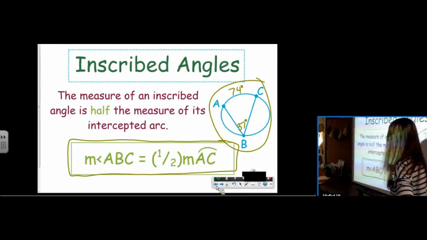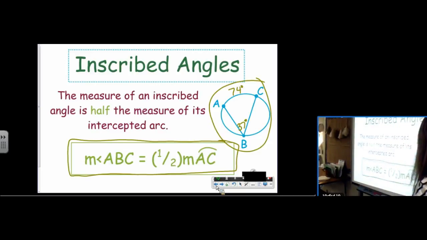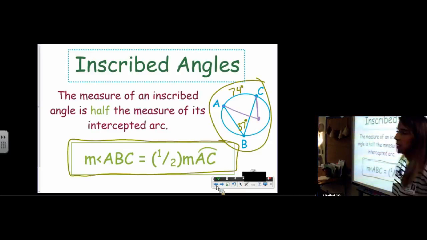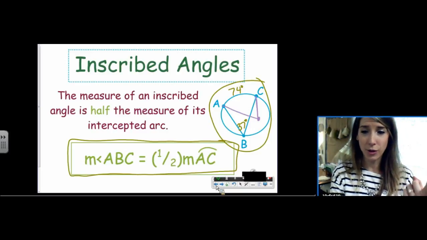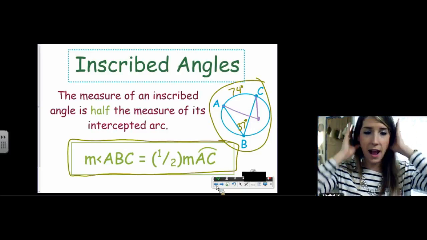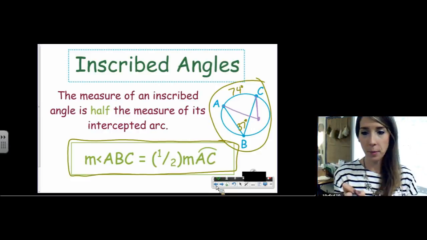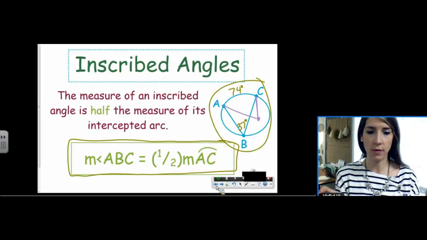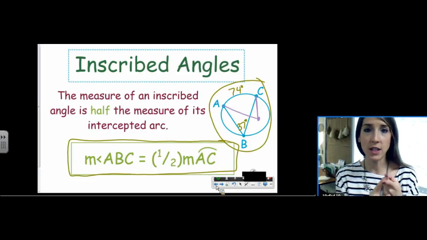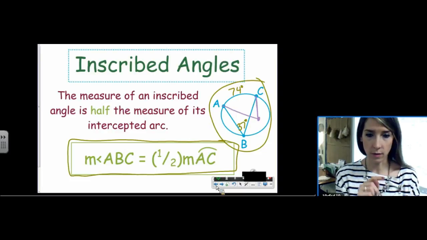Now, what it would not work for, and we'll learn about this after spring break, it would not work for this angle, because that angle is neither central nor inscribed. So we're going to have a new theorem for the purple angle. We do not know how to solve for the purple angle yet. So we've only learned central and inscribed. Vertex on the center, vertex on the circle.